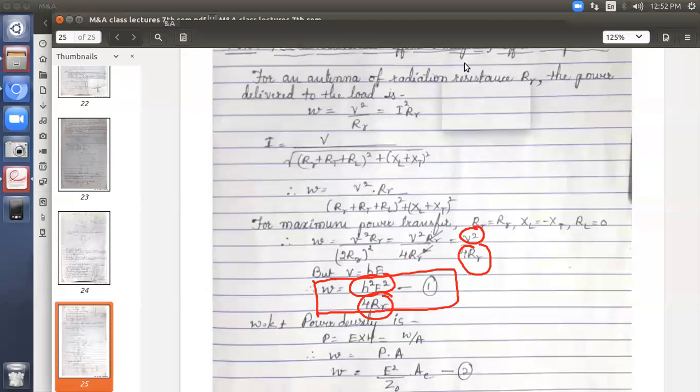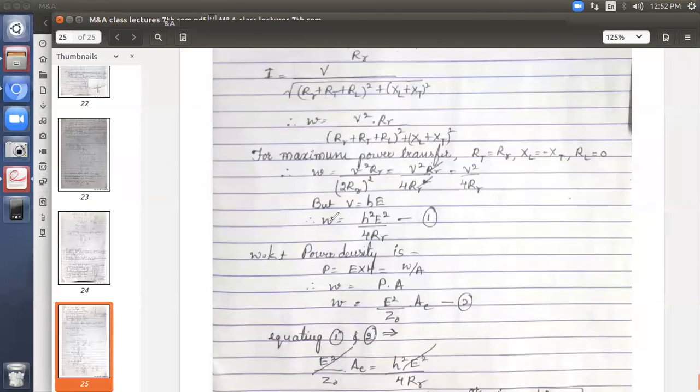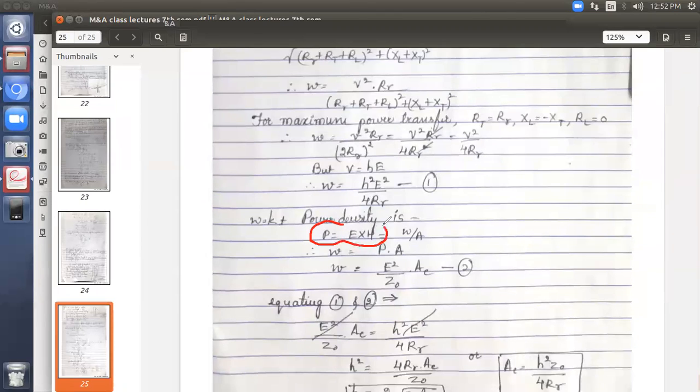Okay, one equation. Similarly, we know power density is E cross H, the power radiated per unit area being perpendicular. This is the definition of power density. With this, W will be equal to P into A, and if you take the effective aperture, it will become AE, and P is E square by 120 pi, E cross H, 120 pi. I have written it as Z naught in general. Z naught is the intrinsic impedance.